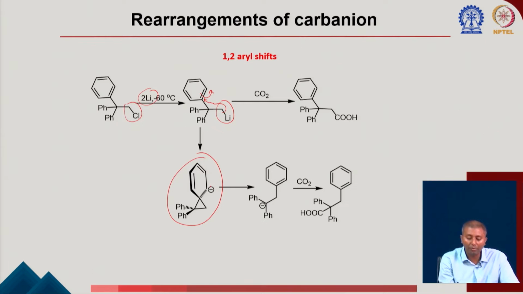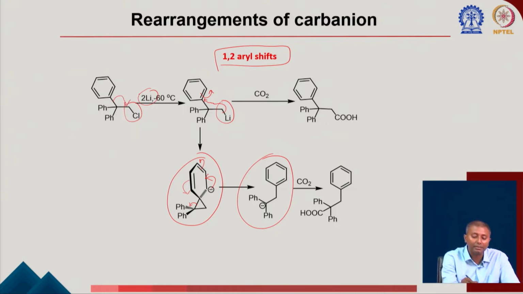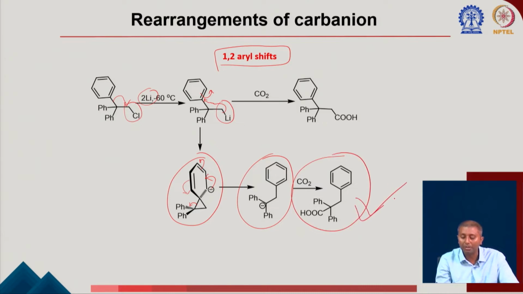You are able to draw the different resonance structures here, and then you can draw the next one going here, and then at the end of the day it is going to break this bond and form this carbanion, which is again a dibenzylic carbanion. So that is why this carbanion is getting very much stabilized here. That is why this 1,2 aryl shift is happening. So this aryl group is now migrating from this position to this position, and then it is finally trapped with CO2 to form this product.